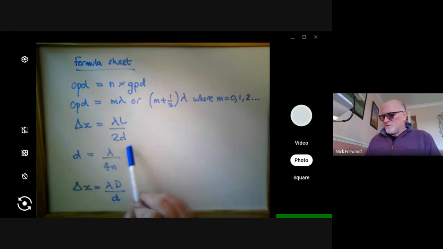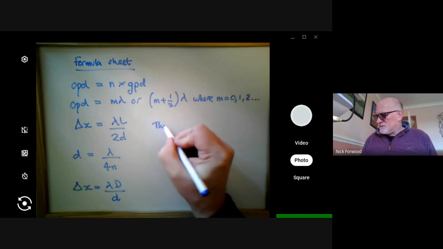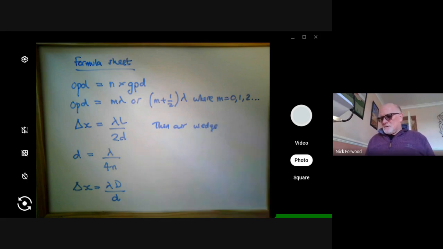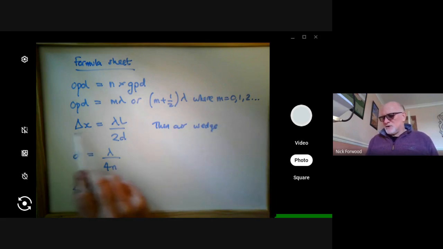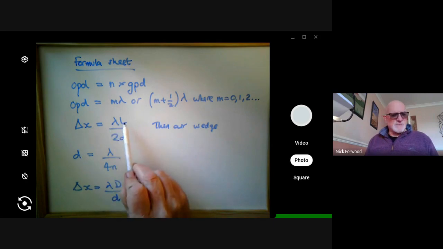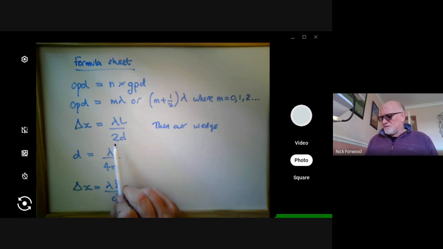Here's the formula for the thin air wedge, which we've done. So that's the distance between two adjacent fringes: wavelength of light multiplied by the total distance between one end of the microscope slide and the other, divided by 2 times the thickness of the object that's propping up the two glass slides. This is the formula for the lens coating.